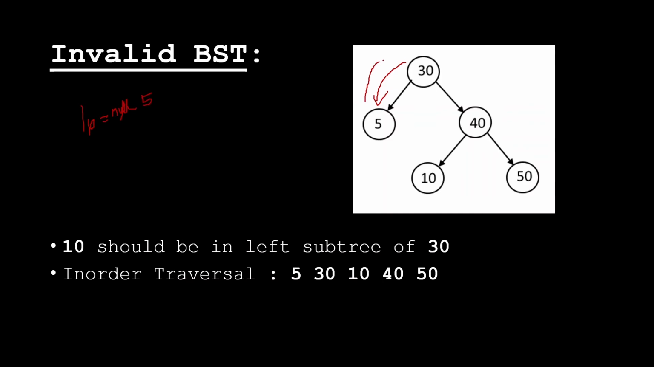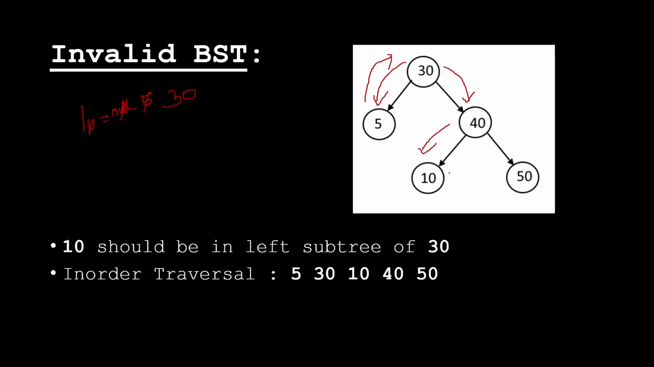Now we need to go back. Now we need to verify whether 30 is greater than the last printed one. Of course it is greater than. We can move on. Now we can change it to 30. Now go to right and go to left. 10 doesn't have any left subtree, right?